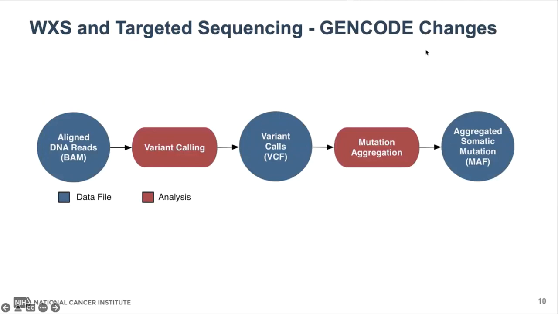Moving on to whole exome sequencing and targeted sequencing. Just to go over the pipeline, we start out with some aligned reads in a BAM file, usually tumor and normal. Those are both compared using several pipelines, and variant calling is used to generate some VCFs. The VCFs are then annotated and in some cases aggregated into caller level maps and then aggregated into ensemble maps that include all of the callers.